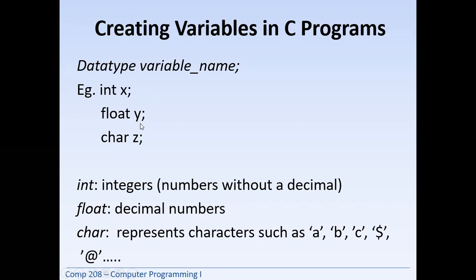Float y: float is for decimal numbers. So we define y as a float number with decimal parts. Z is of type char. This variable is not a number, it's a character. Char represents characters such as A, B, C, any symbols. Okay, you got it here?